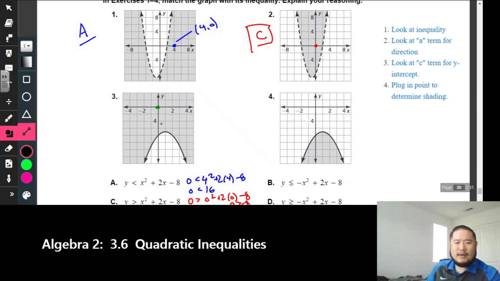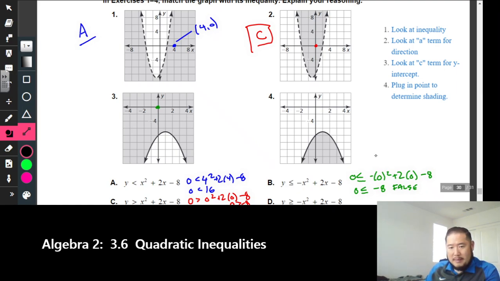Any point works, right, as long as it's shaded. So let's see if this is correct right here on letter B. If I go ahead and plug things in, 0 is less than or equal to negative 0 squared plus 2 times 0 minus 8. So is 0 less than or equal to negative 8? Let's double check, make sure I got everything together. Now this right here, that's a false statement. 0 is not less than or equal to negative 8. So number 3 cannot be letter B.